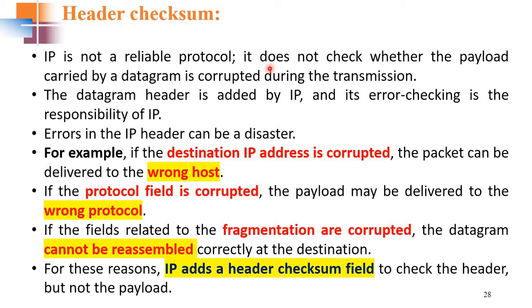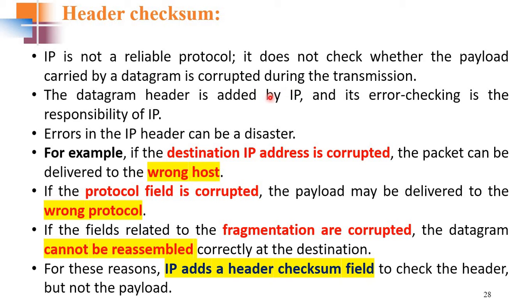In a similar way, whenever we transfer the original information, we shouldn't focus only on the data. We are supposed to focus on the datagram header also, because your header is followed by your data. So error checking is supposed to be done in the datagram header also. That is the point we're going to make: IP is not a reliable protocol. It does not check whether the payload carried by the datagram is corrupted during transmission or not. So it doesn't know that.